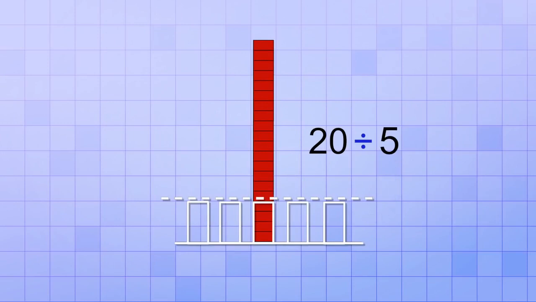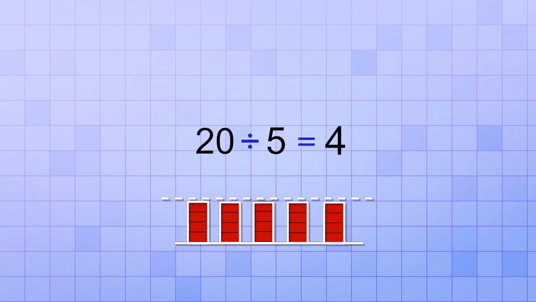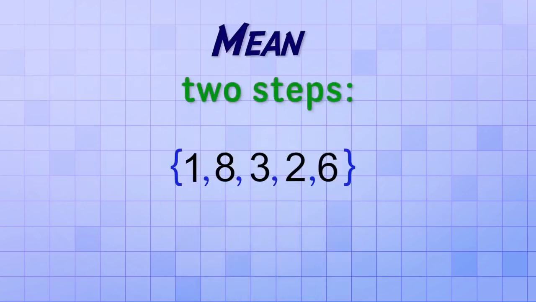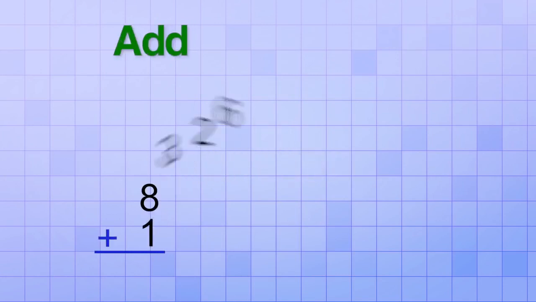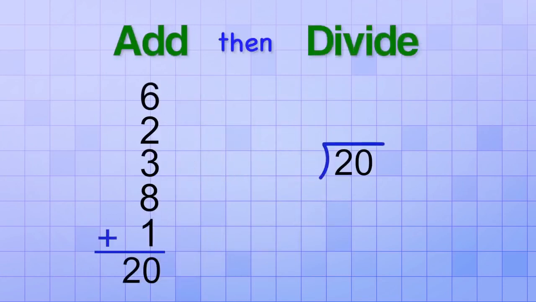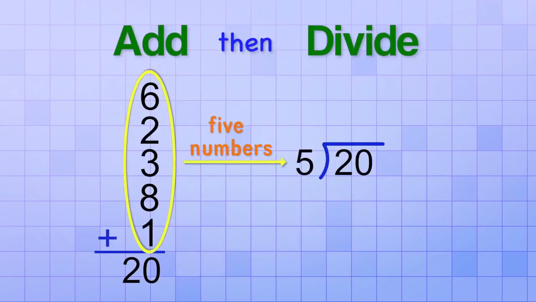Since the stack has a total of 20 blocks, dividing it into 5 equal stacks means that we'll have 4 in each, since 20 divided by 5 equals 4. So that's the math procedure you use to find the mean of a data set. It's just 2 simple steps. First, you add up all the numbers in the set, and then you divide the total you get by how many numbers you added up.